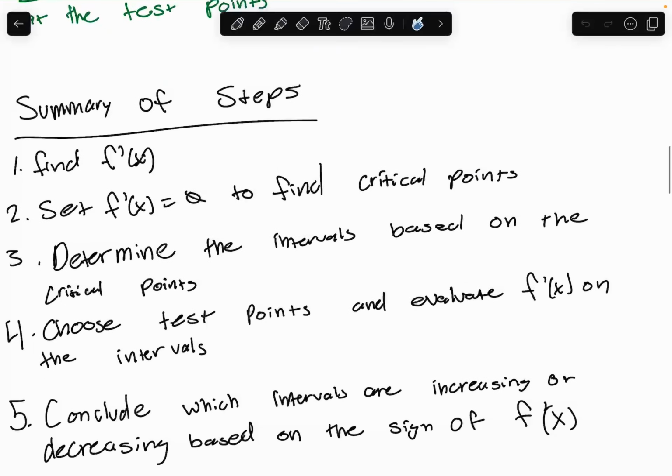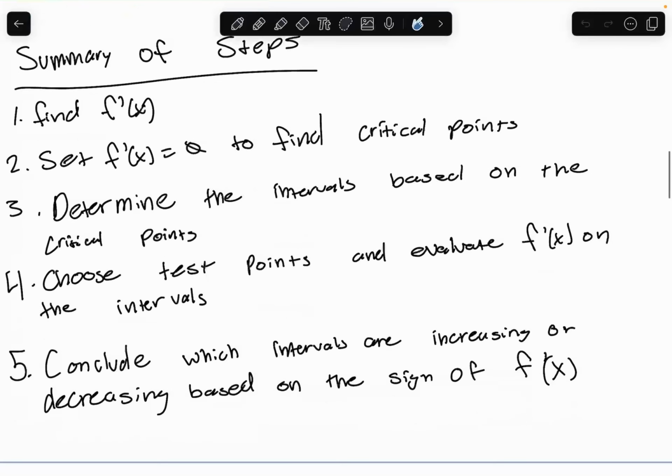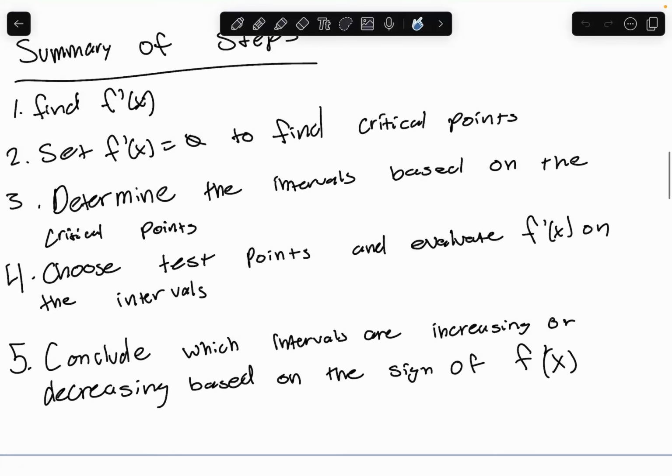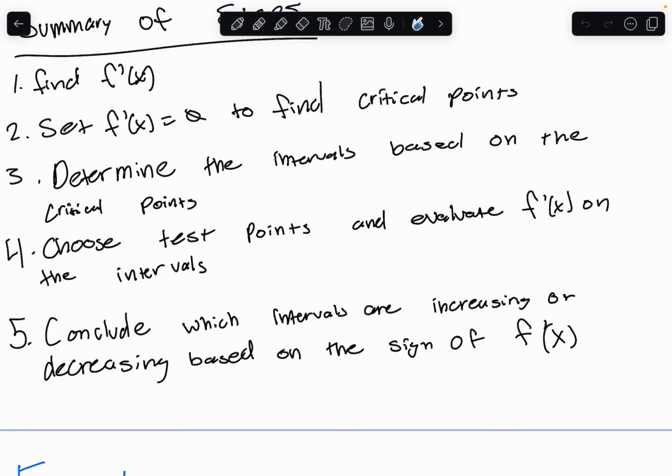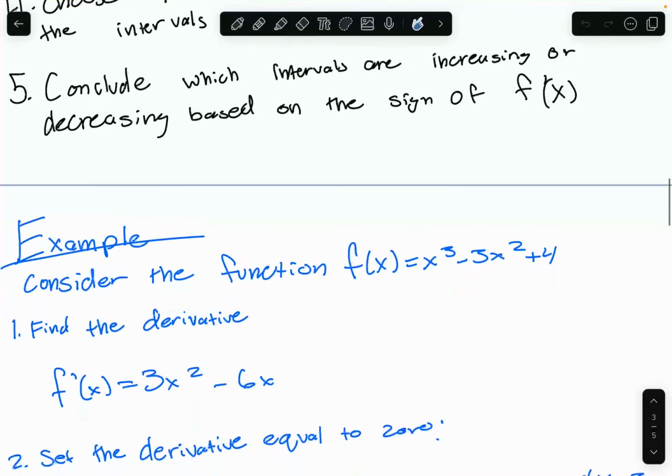And so we have now gone over all of our steps to find if a function is increasing or decreasing. Here is a summary of the steps. First, we find the derivative of the original equation. Then we set that derivative equal to 0 to find our critical points. Then we determine the intervals based on the critical points. Next, we choose test points and evaluate f prime of x on the intervals. And lastly, we conclude which intervals are increasing or decreasing based on the sign of f prime of x.